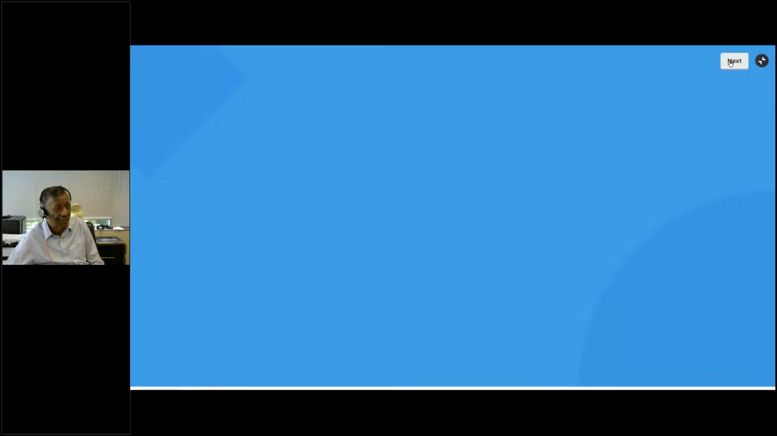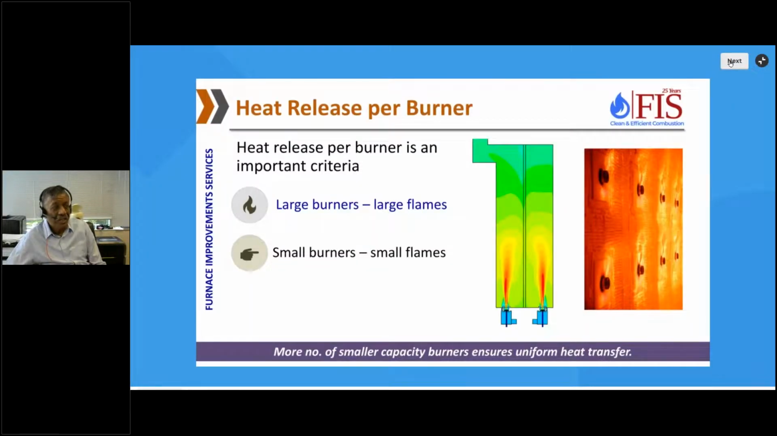So let's start with the first one, heat release per burner. All we want to tell you is that if you use a larger burner, you will have more coking. If you use smaller burners, you will have less coking. And you can see over here, if you have shorter flames, we will have more uniform heat transfer. The whole concept is based on uniform heat transfer.